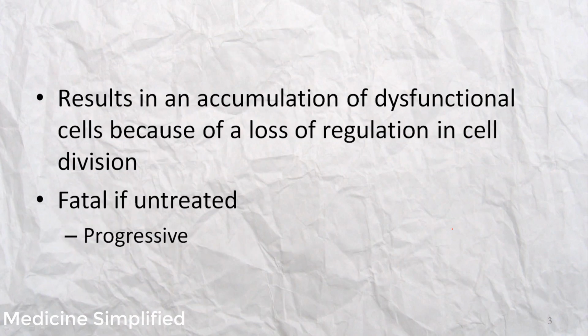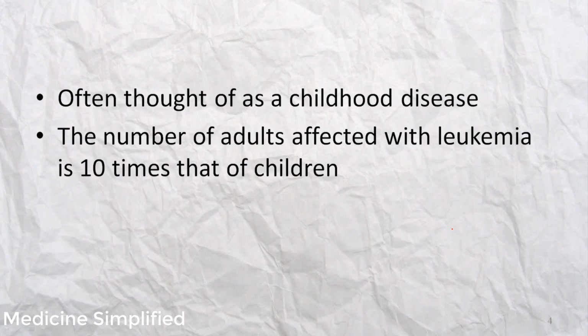Results in an accumulation of dysfunctional cells because of loss of regulation in cell division. It may be due to dysfunction of apoptosis or DNA repairing gene. It can be fatal if untreated. Often thought of as childhood disease, but the number of adults affected with leukemia is 10 times that of children.